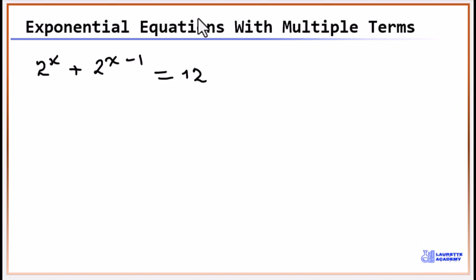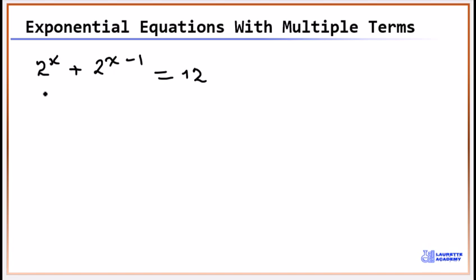Hello, in this video I'm going to show you how to solve exponential equations that have multiple terms. So we have a simple example here. We have to solve for x for this equation: 2 to the power x plus 2 to the power x minus 1 equals 12.